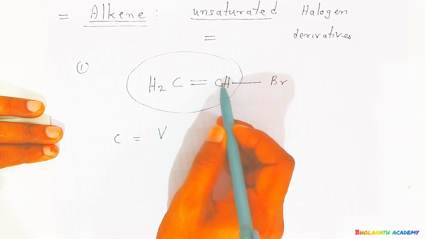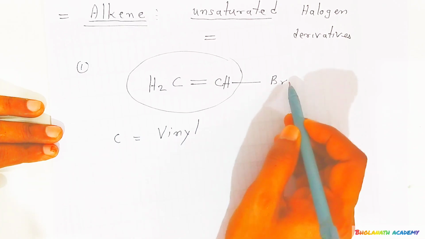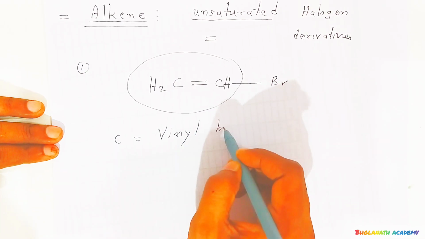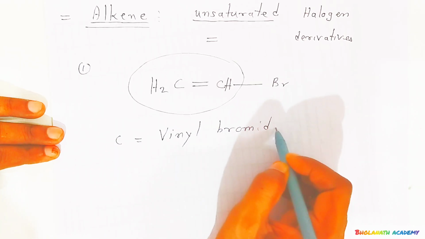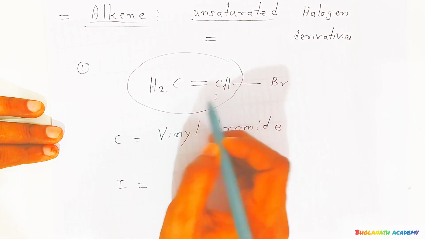We call the carbon-carbon double bond group, in common names, always vinyl. And then the halogen name is bromide. Vinyl bromide. Vinyl bromide will be the name of this compound. Now our IUPAC name, students, for that you have to start the numbering, students. So 1, 2, or this side.